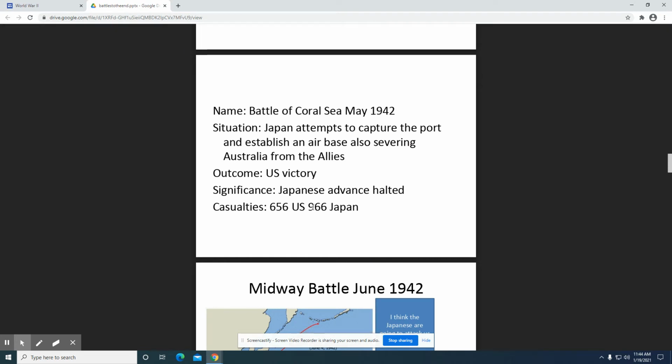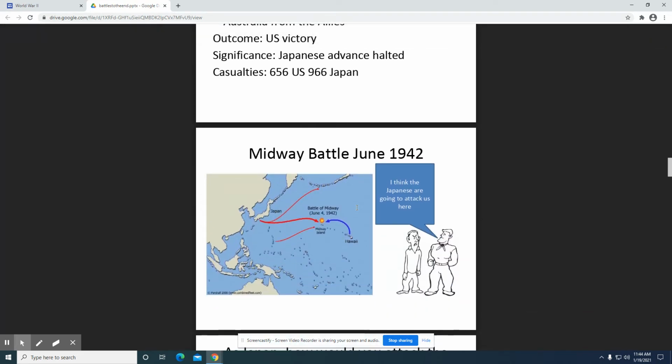Japanese advance is halted. We also see some casualties. Notice the casualties do not seem to be too high. I'll come back to this one.